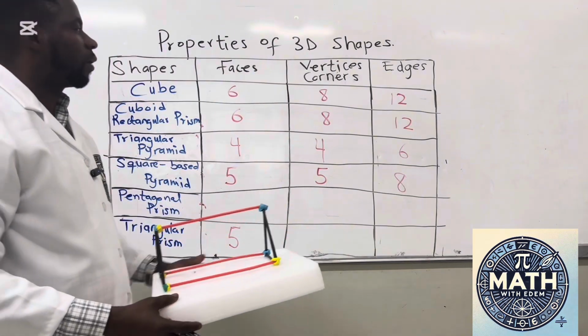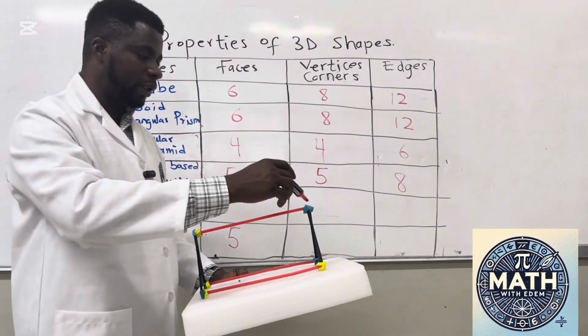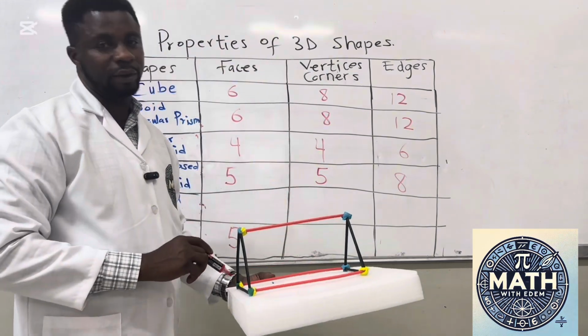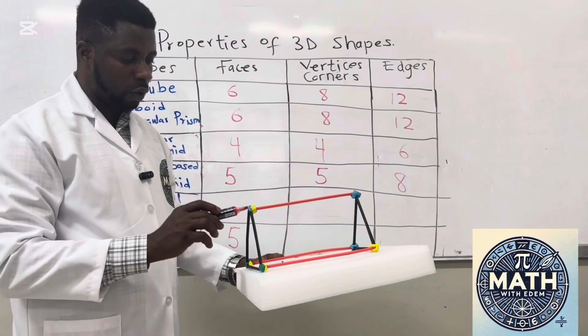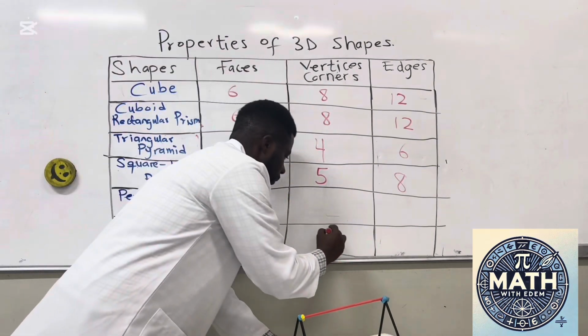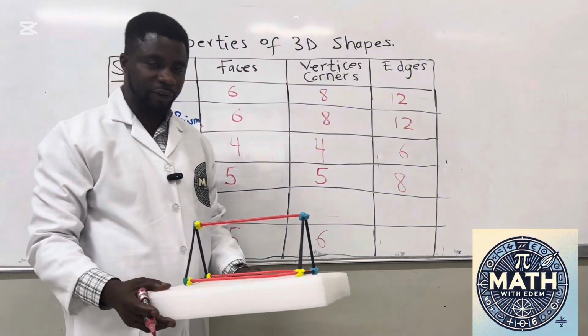Let's count the vertices or the corners. So we have 1, 2, 3, 4, 5, 6. Or you can just count 1, 2, 3, 4, 5, 6. Great.